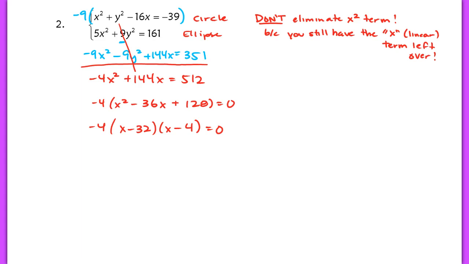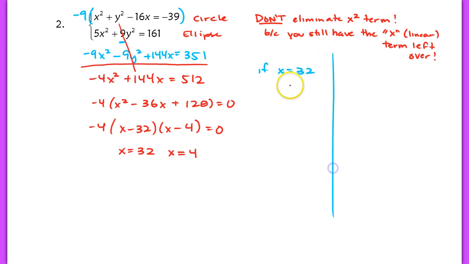Alright, so as you can see, after I've gone ahead and factored that trinomial here, I end up with two unique solutions. x can equal 32 and x equals 4. So just like we did in the last example, we're going to set up two different cases. Case 1 is if x is 32.